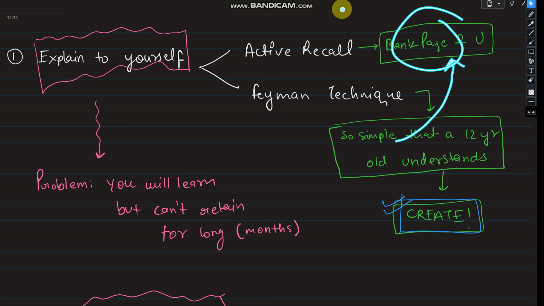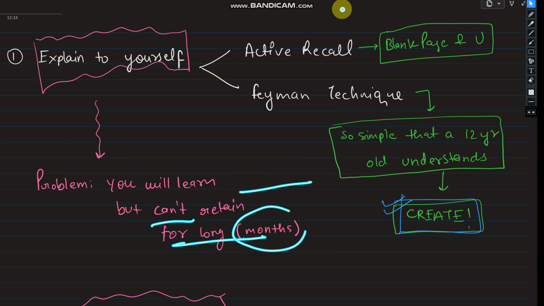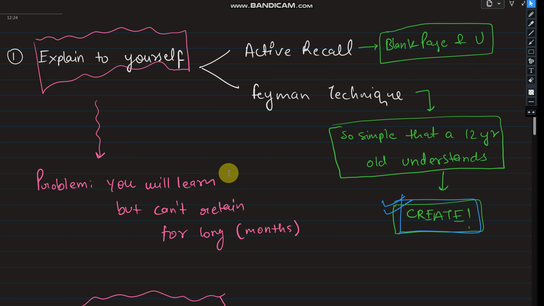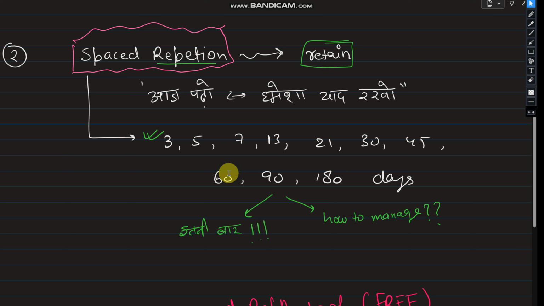But the problem is that you will definitely learn and remember the things, but only for a shorter period of time. You can't retain them for months and months before you write your exam. So what to do? That leads us to step 2 of this process, which is spaced repetition. This is the two-step process. The second step is spaced repetition.